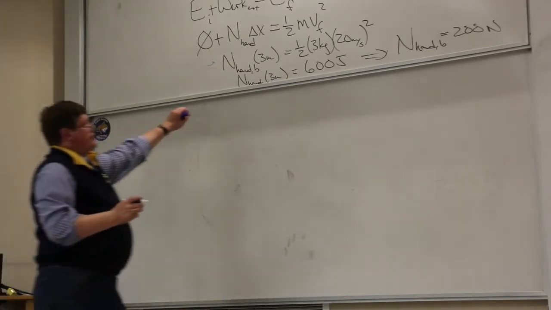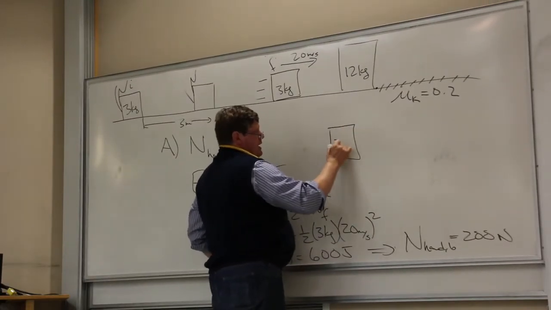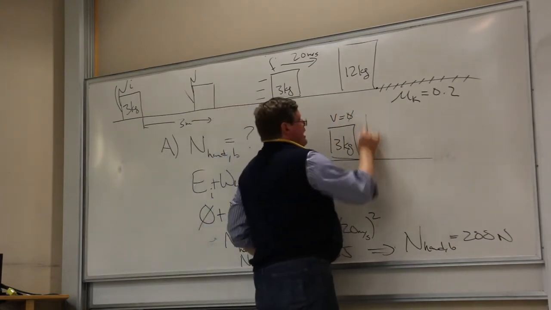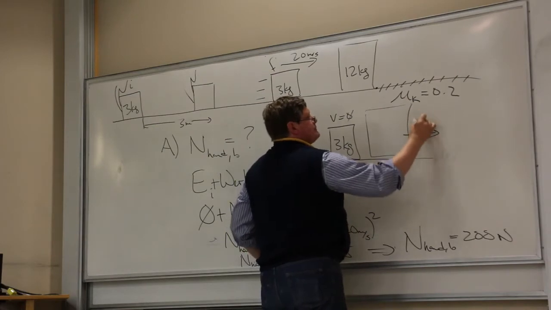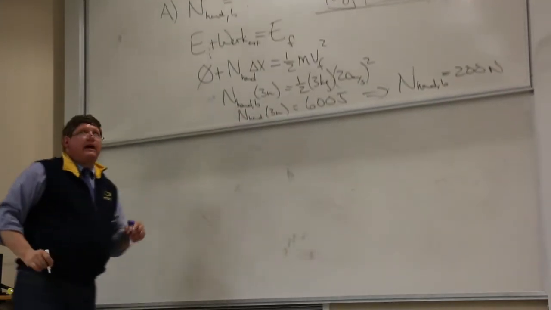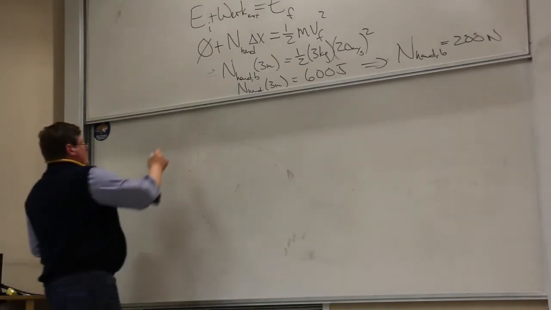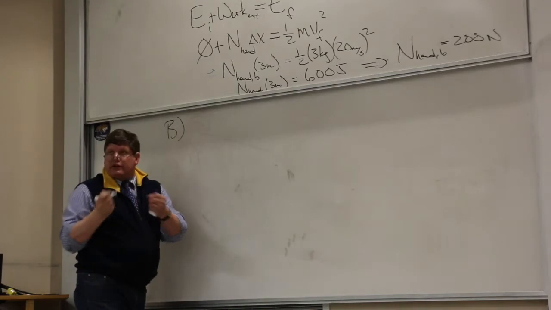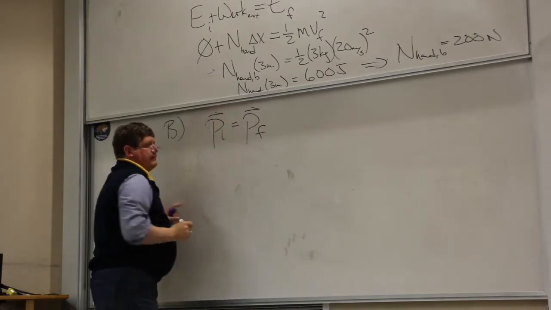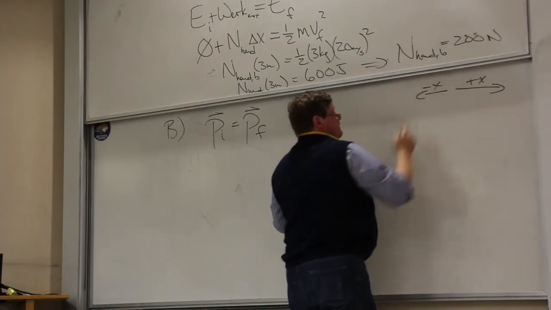Then the little block slams into the big block, and we're told that after the collision, the little block stops. And the big block takes off. And the first thing I want to know is how fast is that big block going right after the collision? Well, because it's a collision, that's a momentum problem. I conserve momentum, and I need a coordinate system with momentum.